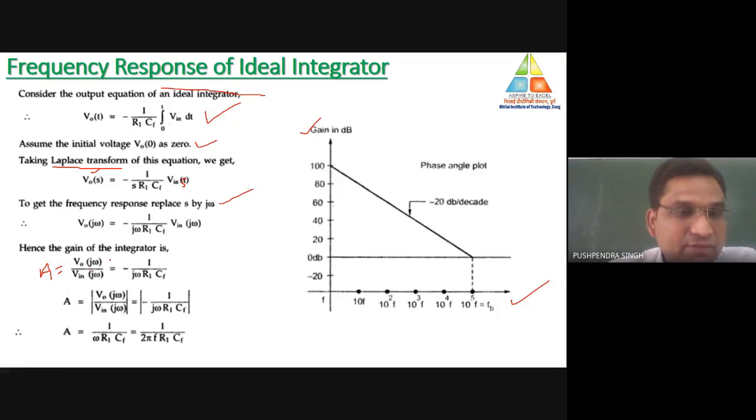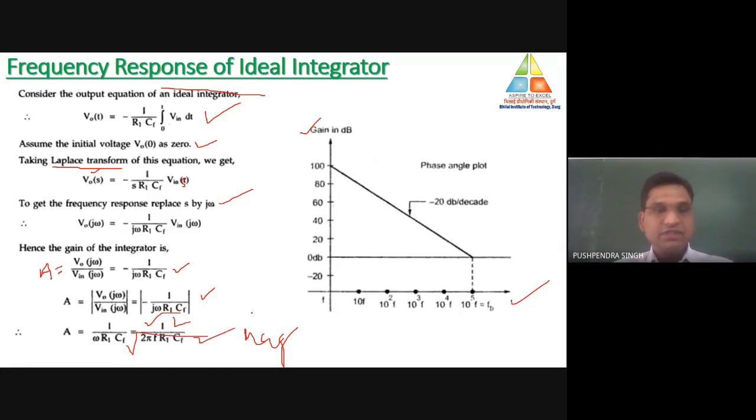So V naught of j omega divided by V in of j omega is equal to minus 1 by j omega R1 Cf, or A is equal to minus 1 by j omega R1 Cf, taking the mod and replacing omega by 2 pi f. So A is equal to 1 by omega R1 Cf, or 1 divided by 2 pi f R1 Cf. Now we want to calculate the magnitude, so take the magnitude response of that. For that we take the square and square root, by which we calculate the magnitude of any expression.